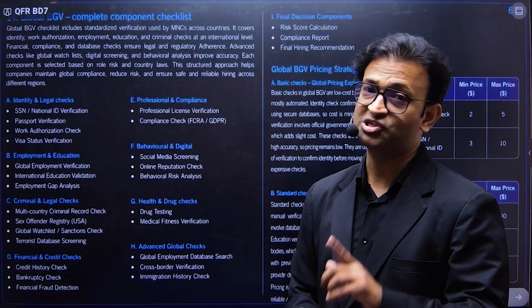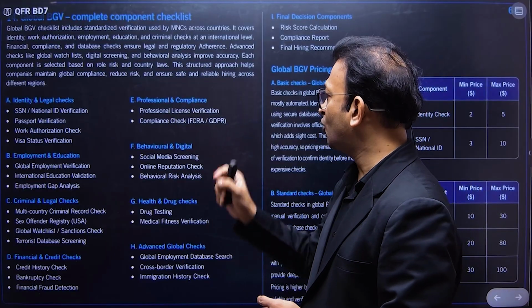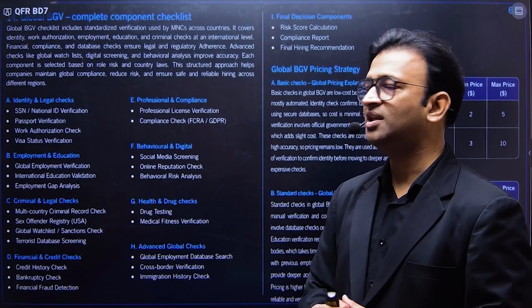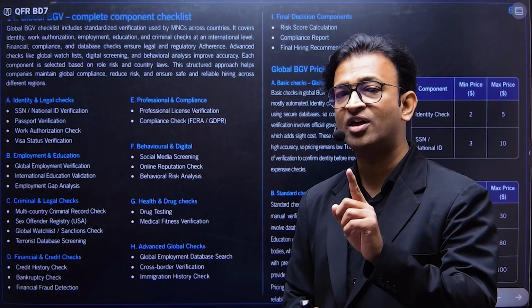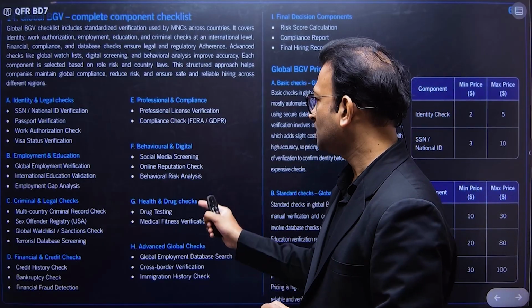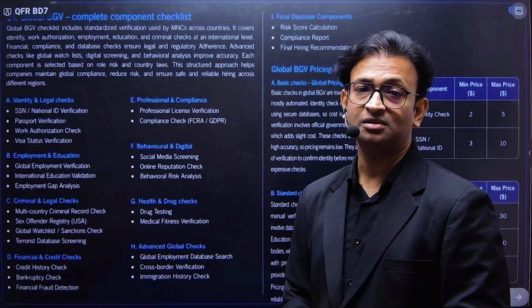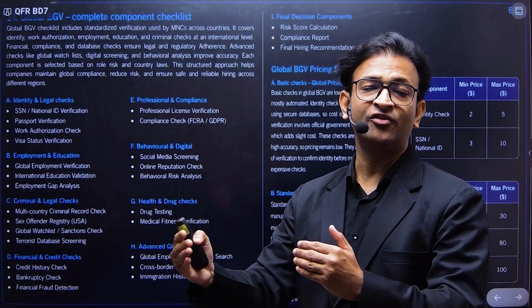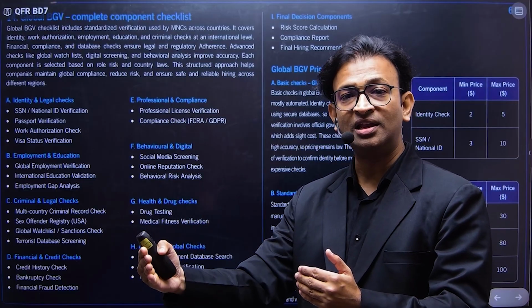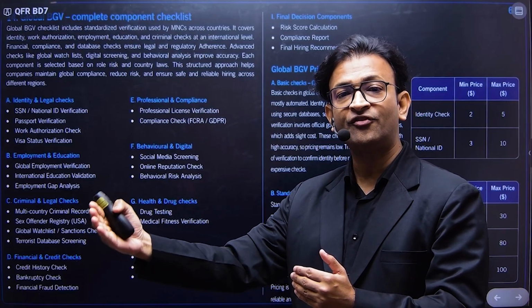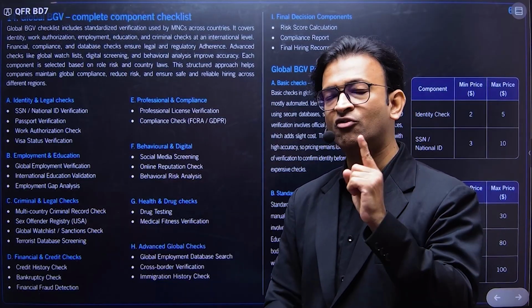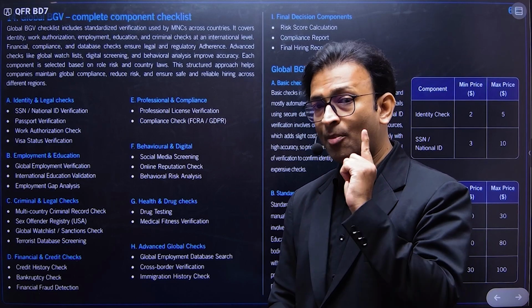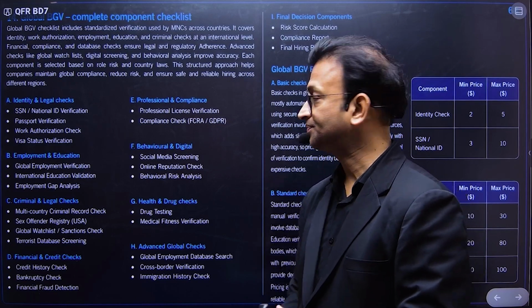Behavioral and digital, which is very important as well. Social media screening, online reputation check, and behavior analysis. Health and drug checks. Very, very important depending on which country you're going. For example, US, Australia, New Zealand, UK, France, Denmark, and most of the European countries require a proper drug check.